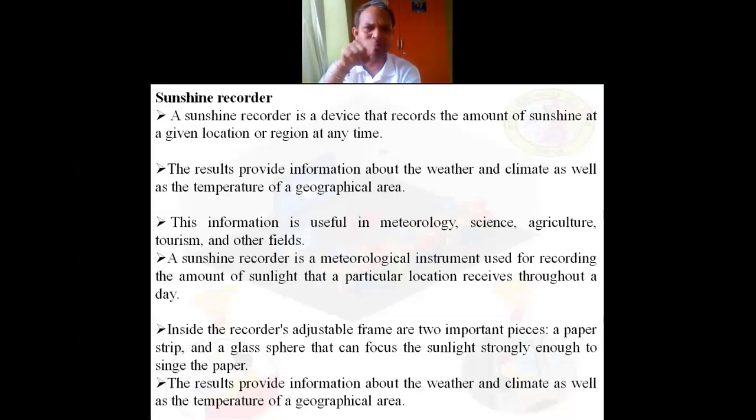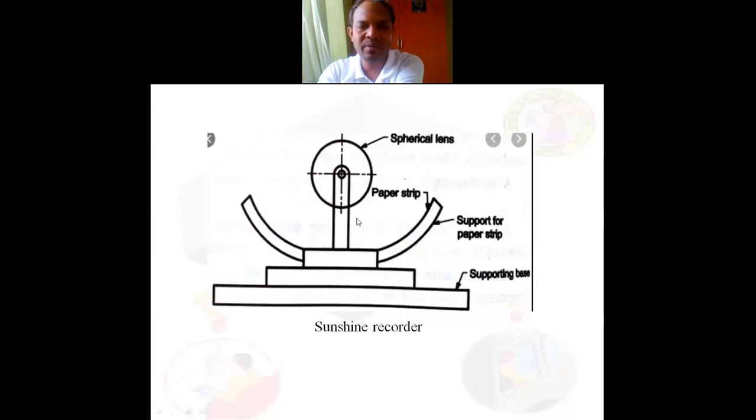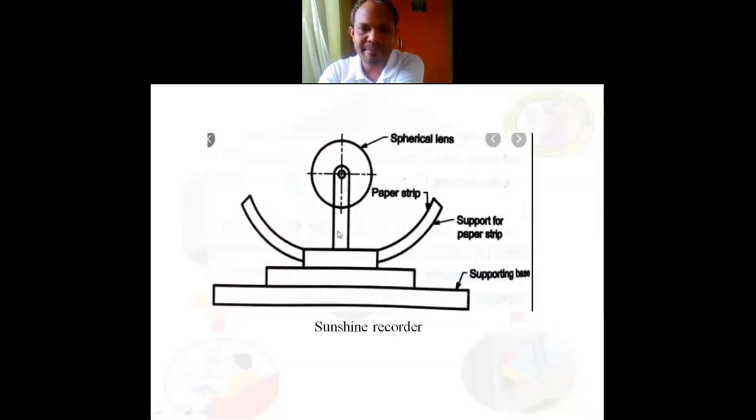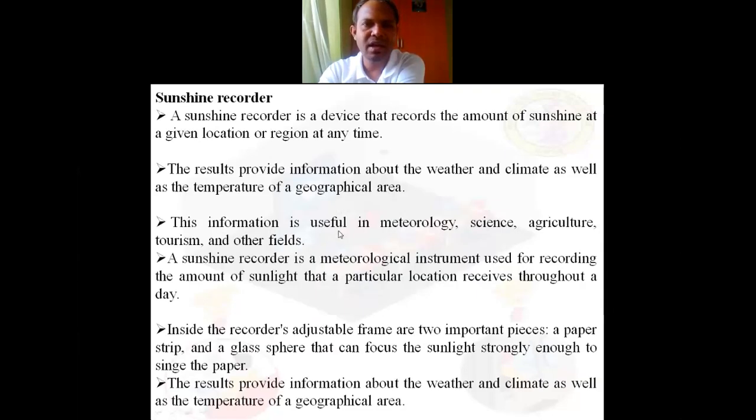ECG, usually you will see the heartbeats, right? Like these variations. Similarly, you will also get the variation in the sunshine from the morning sunrise to the dusk, that is the sunset. Now here, if you can see, there is a spherical lens and there is a paper strip. This supports the paper strips, and this is the supporting base. So this is how the sunshine recorder is used. Is that clear?